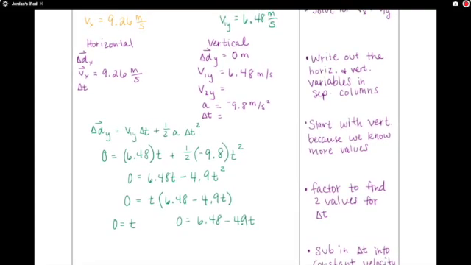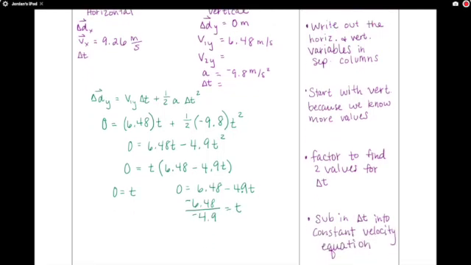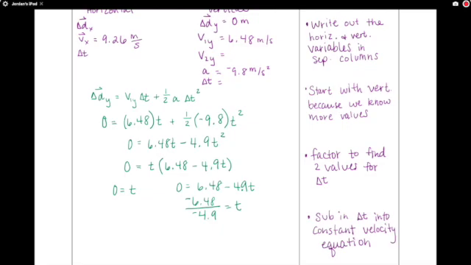So I'll get negative 6.48 divided by negative 4.9 equals t. So I'll get that t is 1.32 seconds. Okay, so the reason that we have 2 answers here for time is because this is the start time and this is the end time.